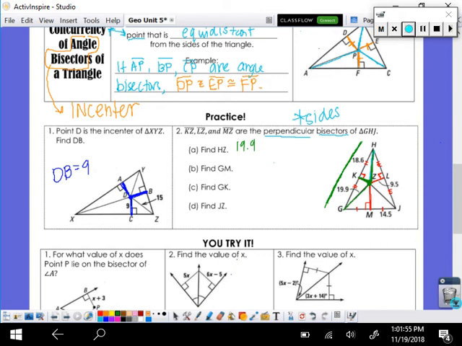So go back and look at those perpendicular bisectors. If that is confusing to you, that would be on page 5, the perpendicular bisector theorem. I'll make a side note there. Page 5 in your notes. All right. Next, we need to find GM.